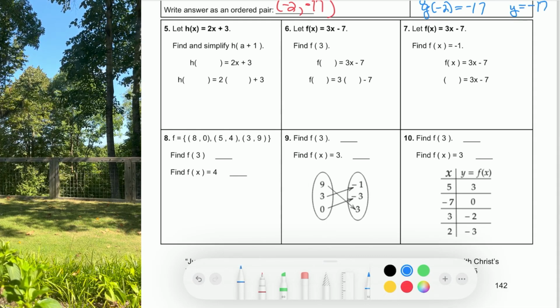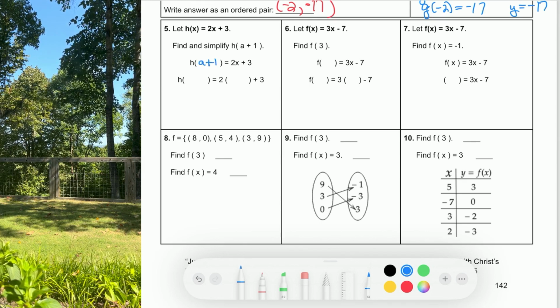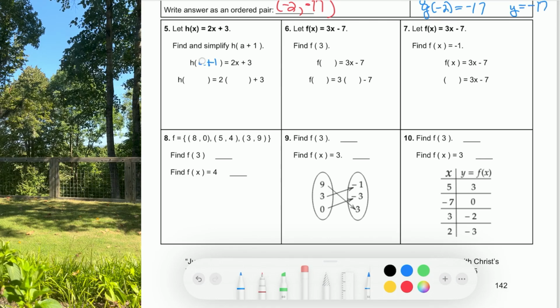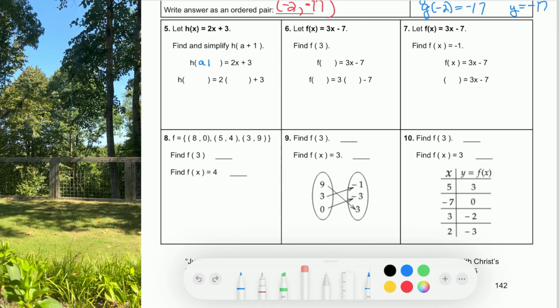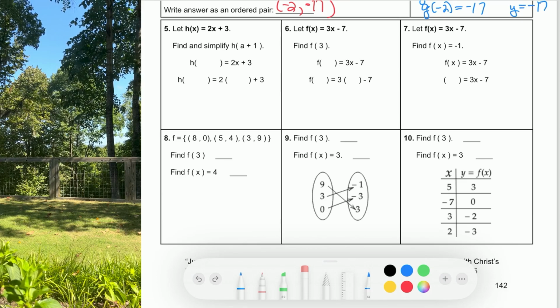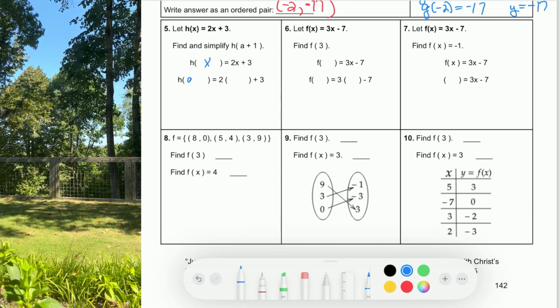So let's look at this one. We're going to put in the a plus 1 right here. Or here, no, actually that's the original input, which was x. Trying to get my pen here. There we go. Now we're going to put in the a plus 1.